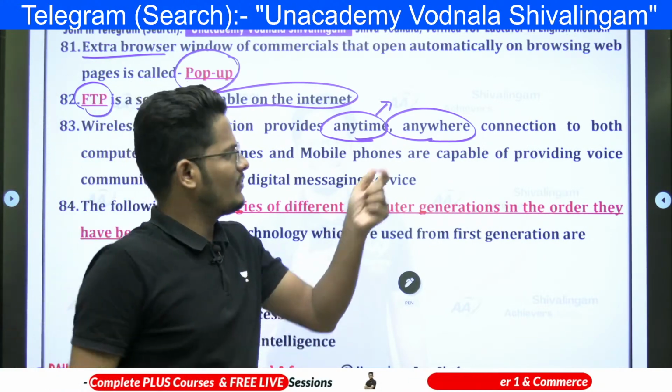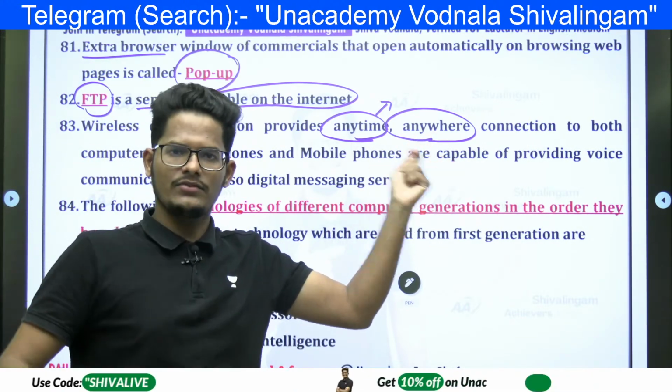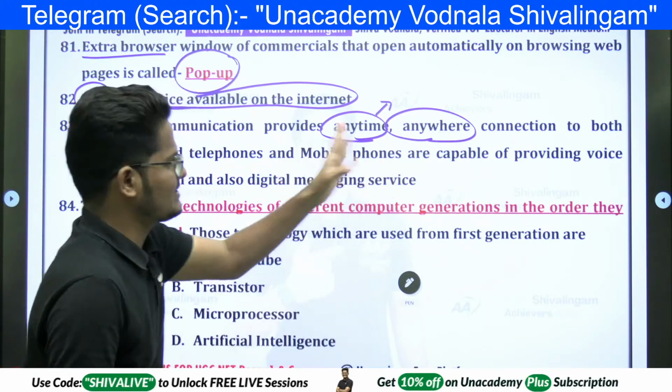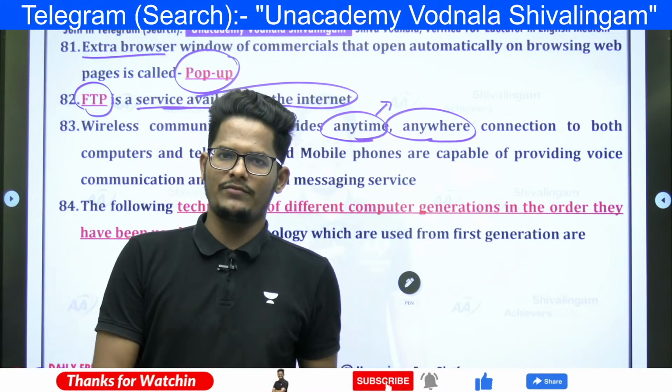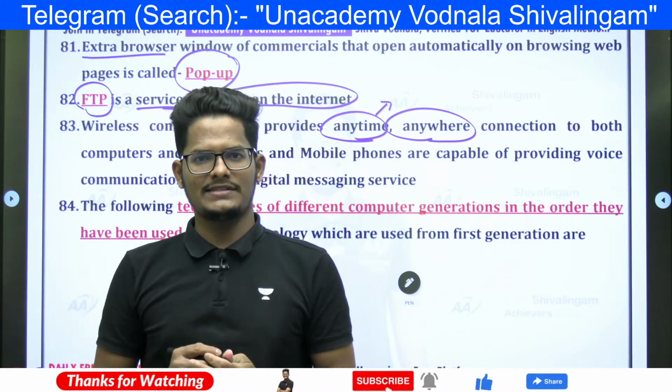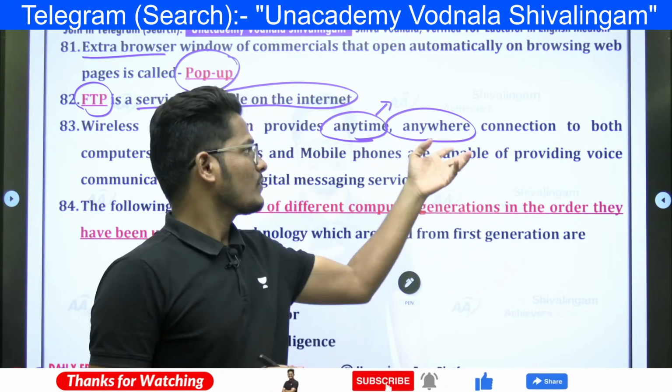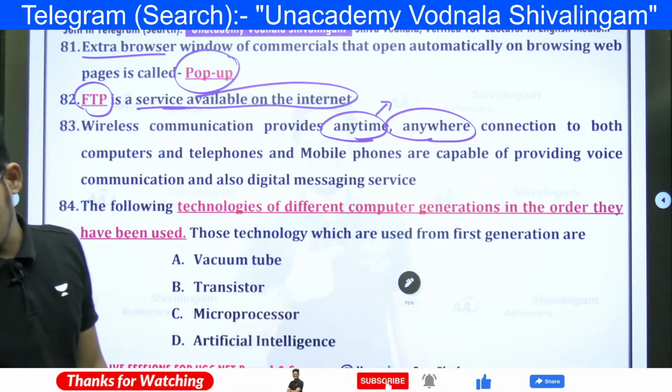Wherever we go, if we have a Wi-Fi connection, we can access that one. That is the meaning to be taken. Anywhere means if we are at home, Wi-Fi can be used; in a railway station, that is not possible. So wherever the Wi-Fi connection is there, we can use it.